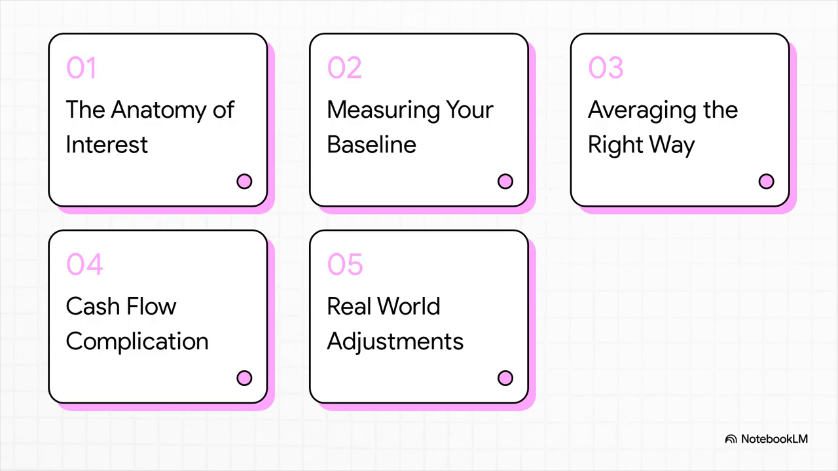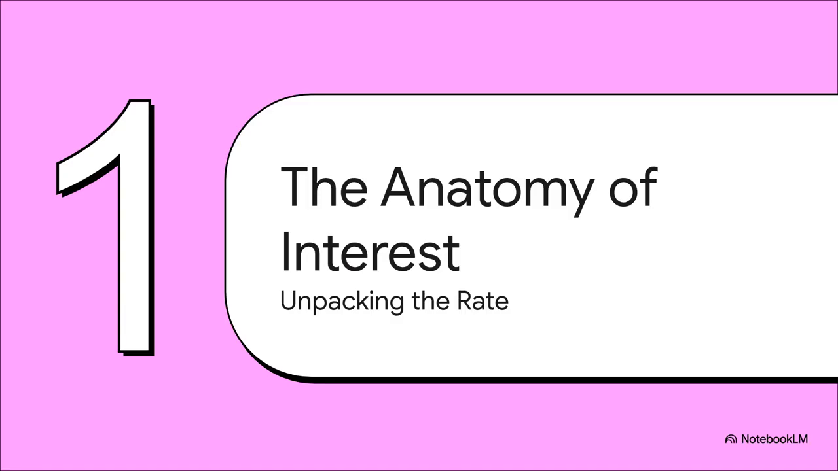Here's our roadmap for today. We've got 5 stops. 1. The anatomy of interest. 2. Measuring your baseline return. 3. Averaging the right way. 4. The cash flow complication. And 5. Real-world return adjustments. All right, let's jump right into Section 1, the anatomy of interest, unpacking the rate.